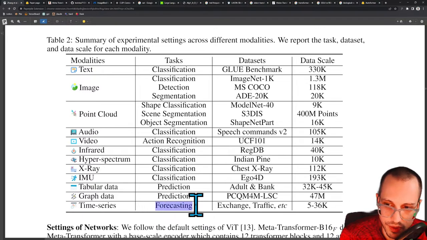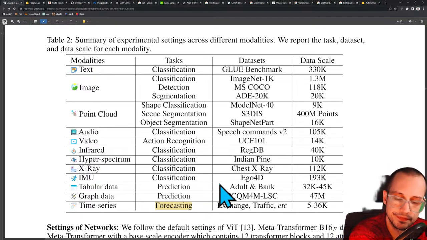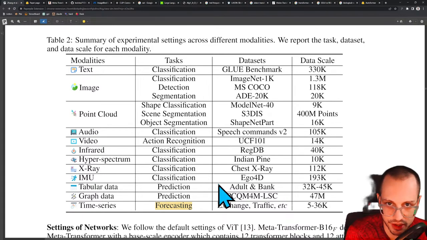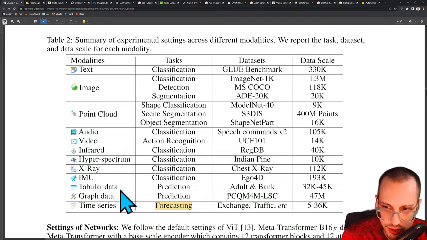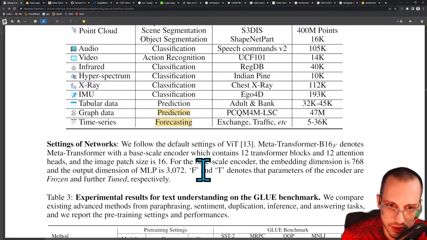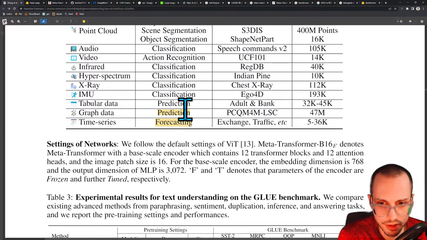Forecasting, this is really the only one that's more akin to prediction in terms of next token prediction. I don't know enough about graph data to know what prediction here means. Maybe you're probably predicting the next node given previous edges and nodes, something like that.